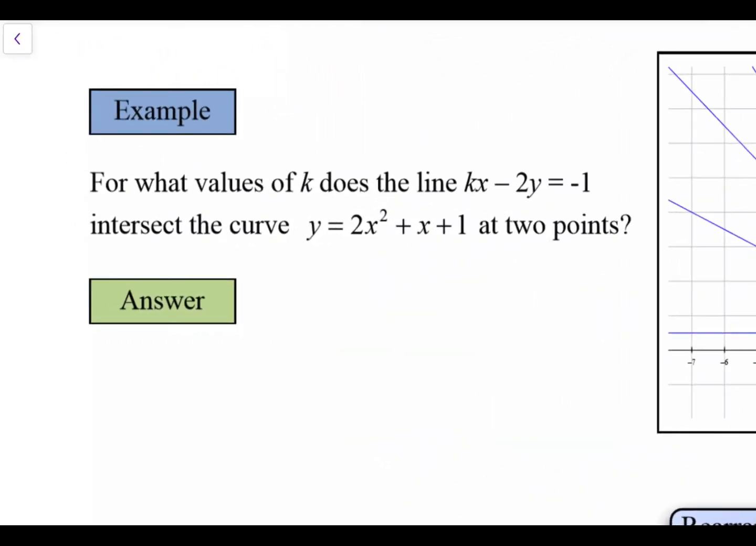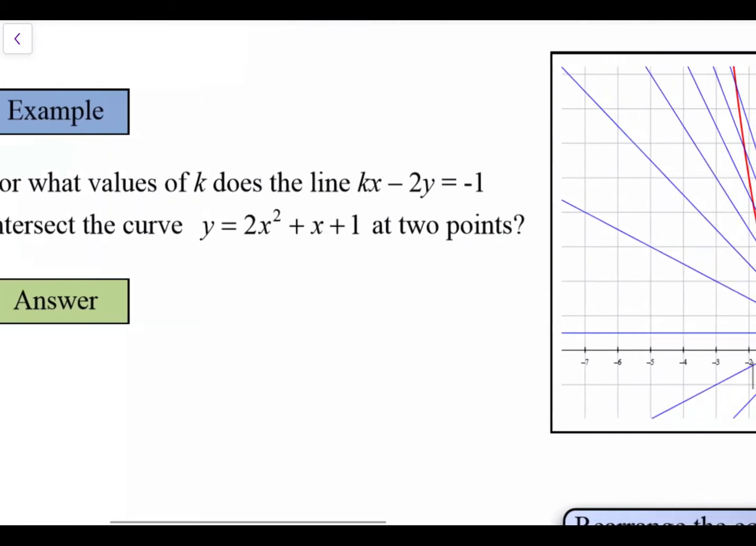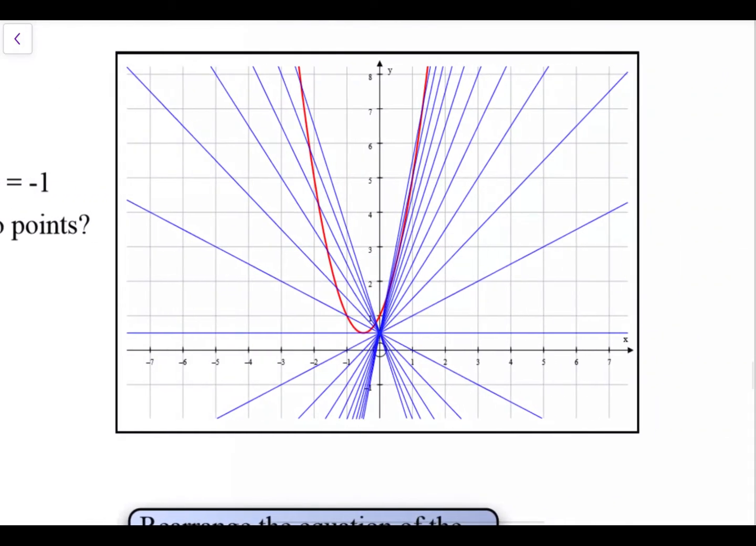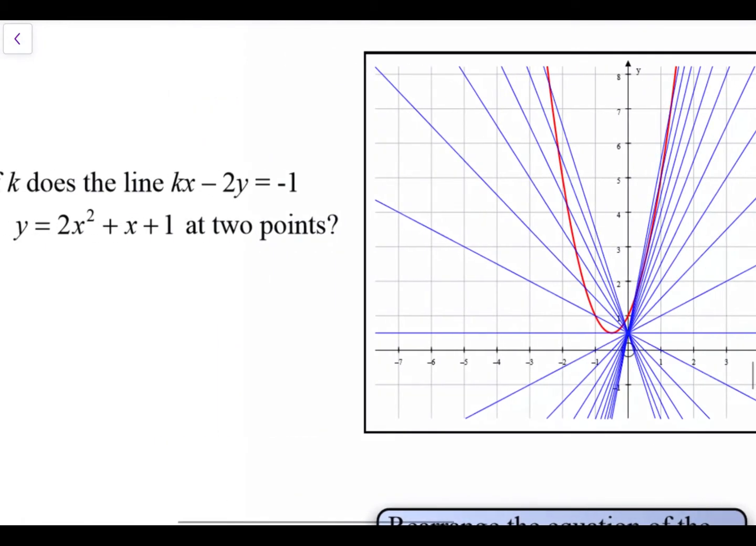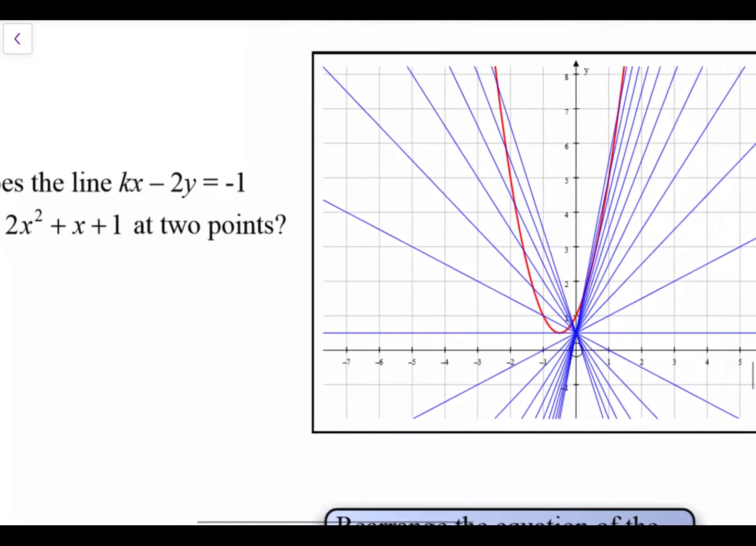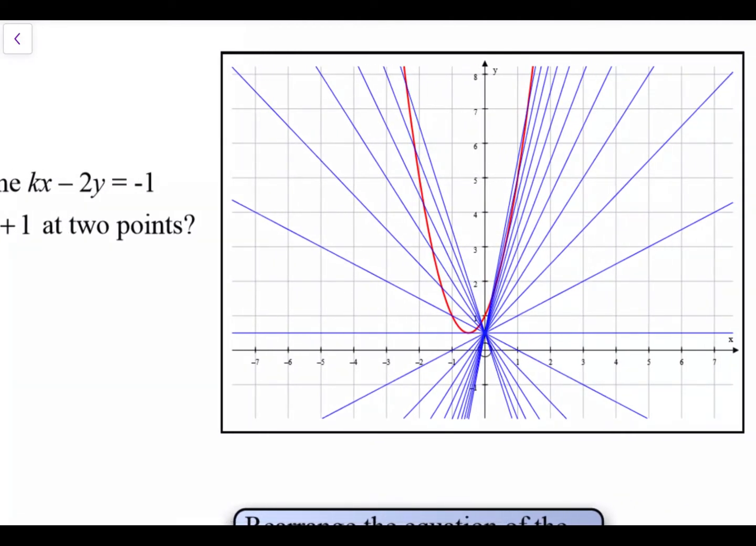Last example here, for what values of k does that line intersect that curve at 2 points? So straight away, a curve and a line intersecting at 2 points means the discriminant is greater than 0. We use a similar idea, just to give you an idea of the graph here. The red line is the quadratic, and that is when I change the value of k in this line. It's going to change the gradient of the line. The y-intercept is always the same, but you can see all the variations of the line here.